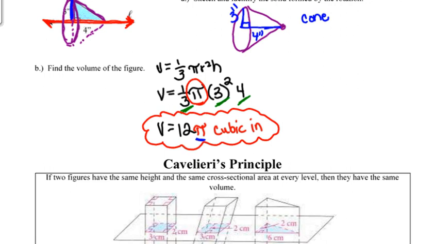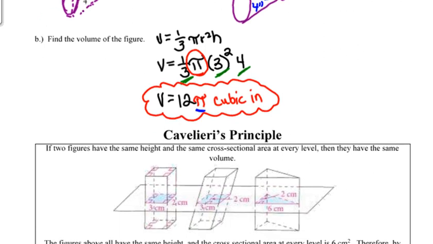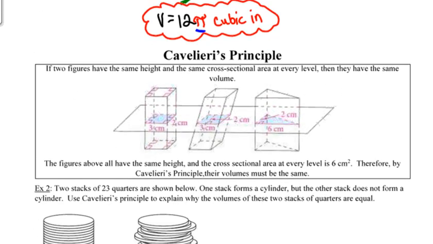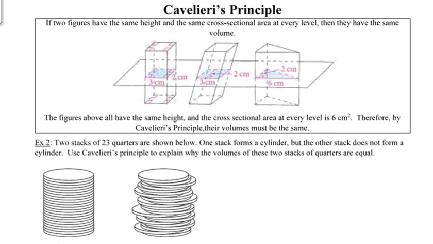So there's the first part of our lesson, which was on those rotations. The second piece of this has to do with something called Cavalieri's Principle. Cavalieri's Principle says that anytime you have two figures, or in this case three prisms, that have the same height, that's important, and the same cross-sectional area at every level, then as a result, they're going to have the same volume. So in the picture above, they've got this square prism whose base has an area of 6.